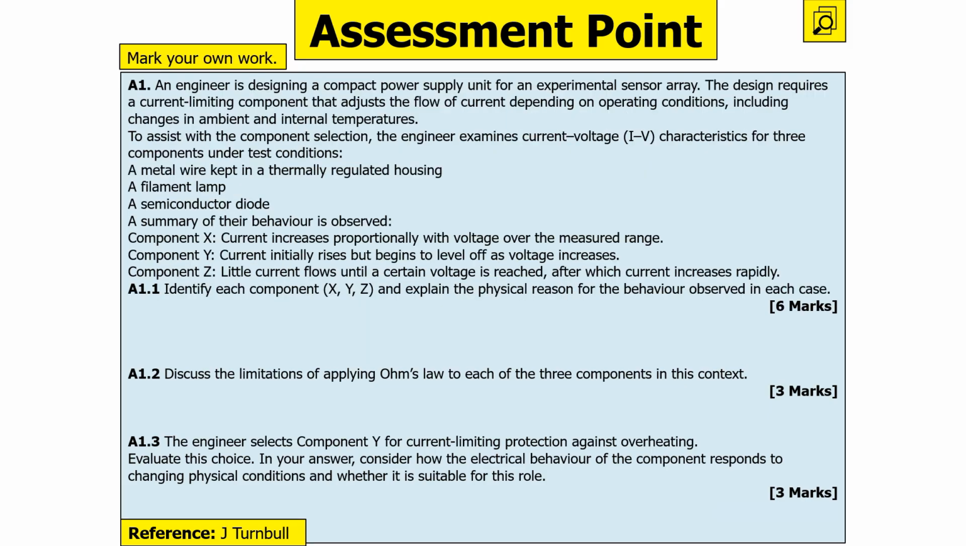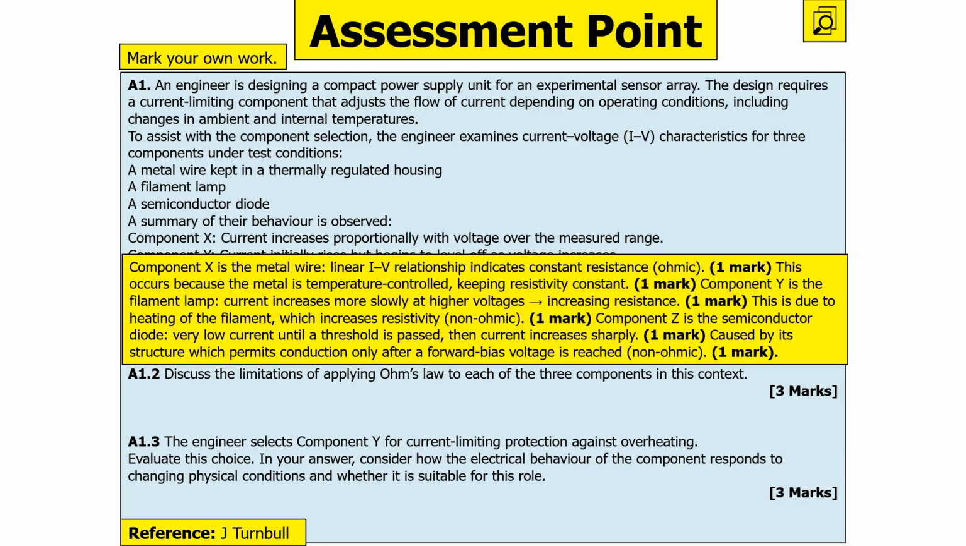Right, in this first one, what do we know? Well, component X is the metal wire. There's a linear IV relationship indicating a constant resistance, or it follows Ohm's law. This is because the metal is temperature controlled, so it keeps the resistivity constant. Component Y is the filament lamp, because the current increases more slowly at higher voltages because there's an increasing resistance. This is due to the heating of the filament, which increases the resistivity.